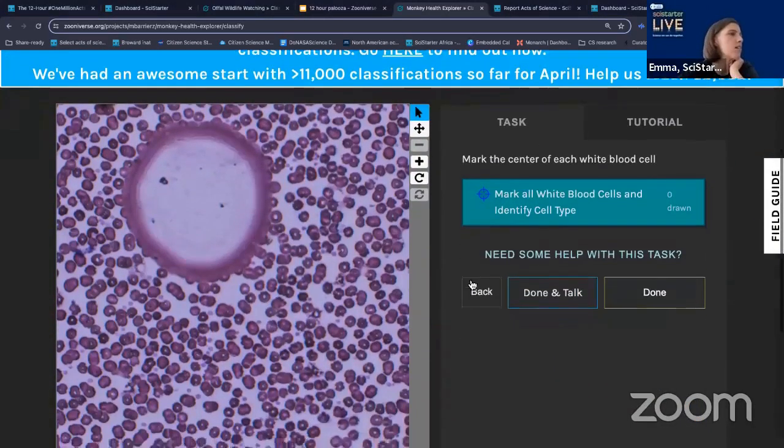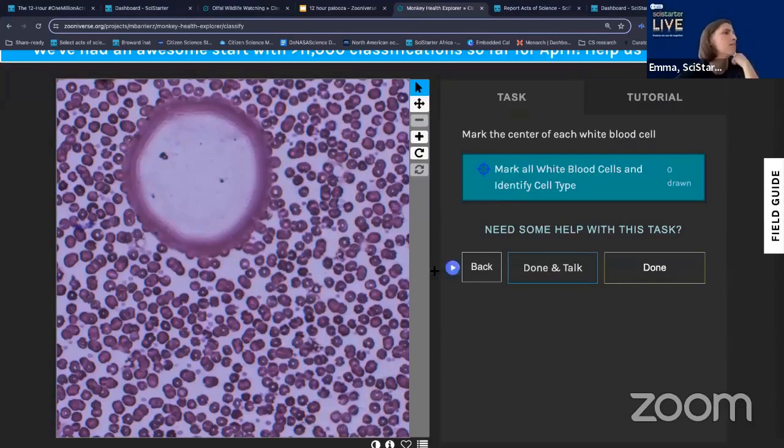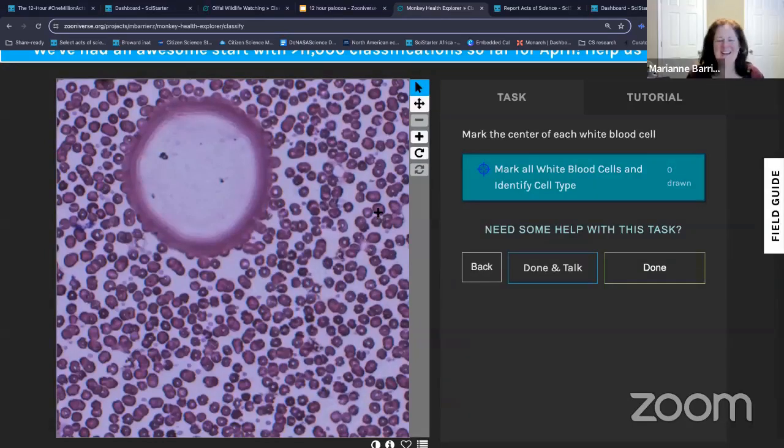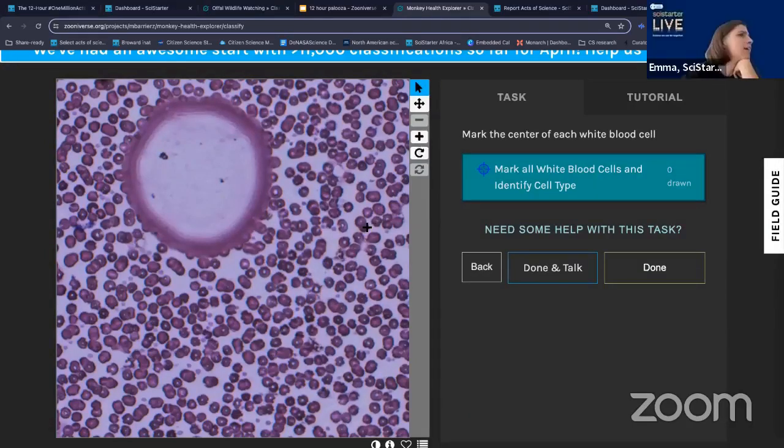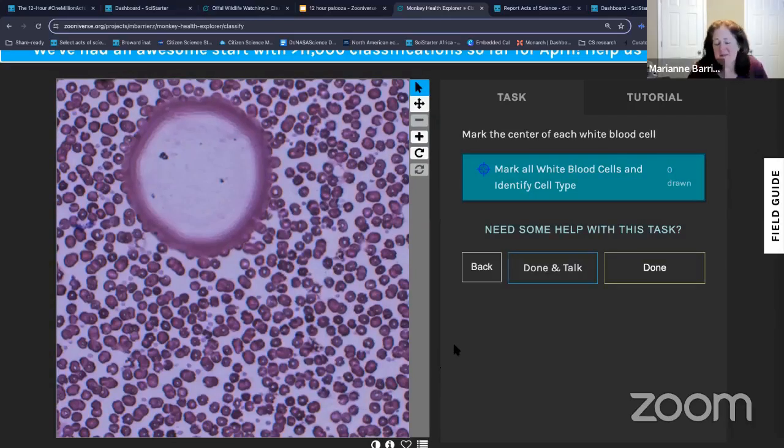Okay, and then mark the center of each white blood cell. So this is the one where we're ignoring the red blood cells. Yep. And I don't actually see any. There's none. So we cut these really big images into a whole bunch of small squares, and they don't all have white blood cells. So this one doesn't have any. You can just click done.